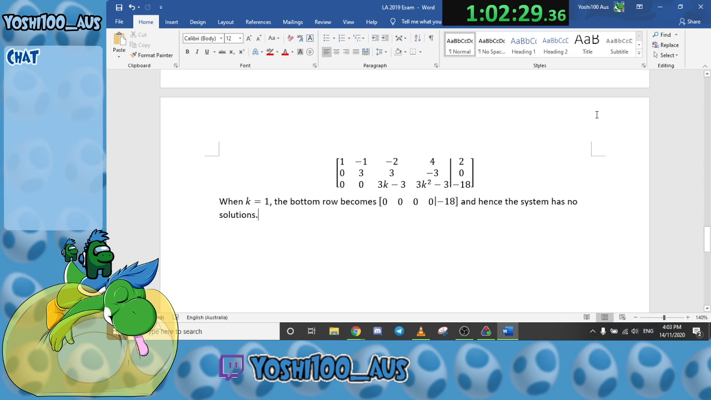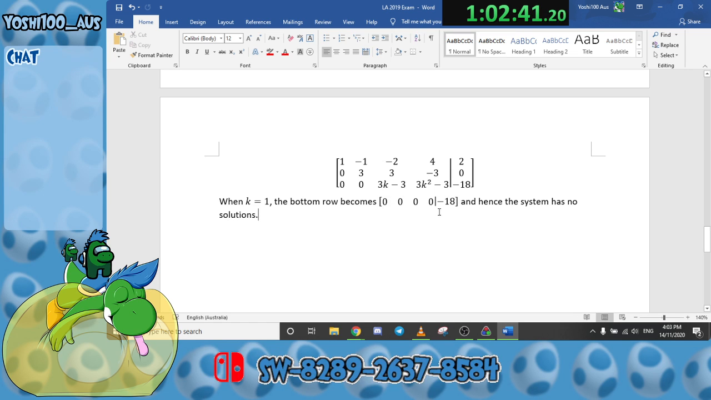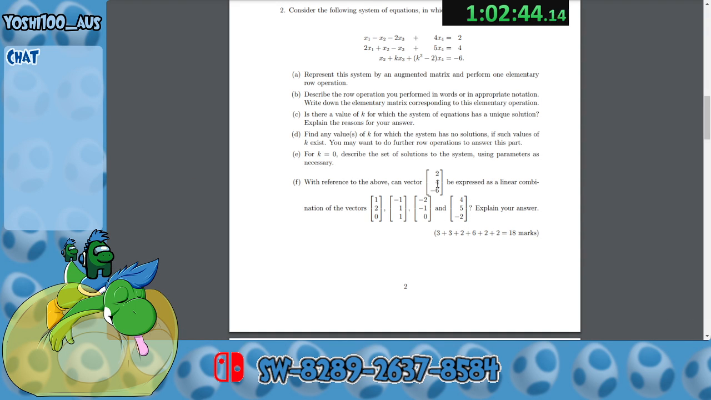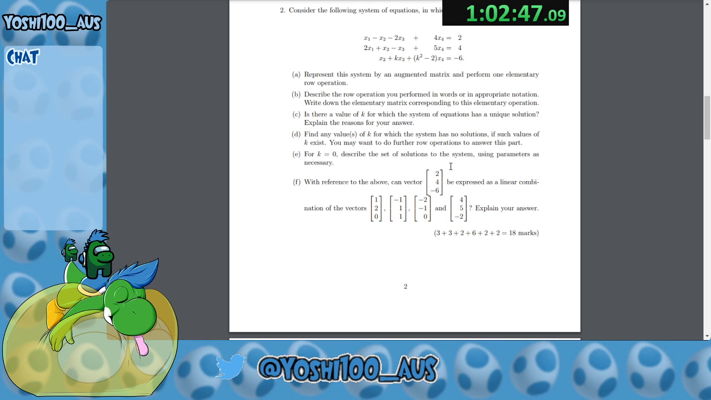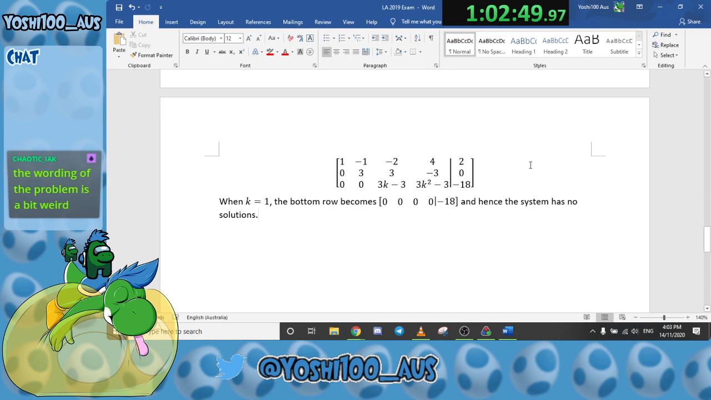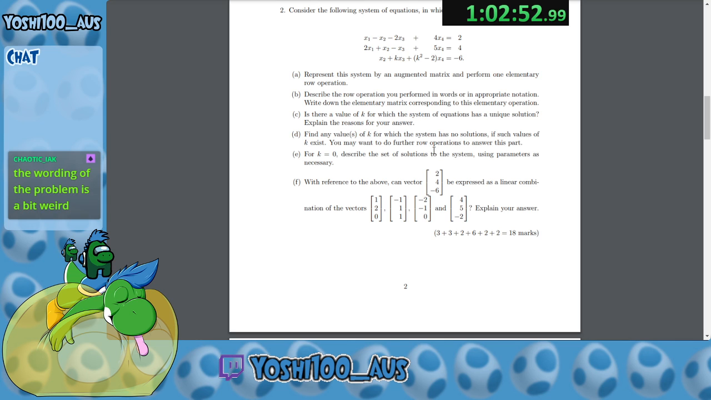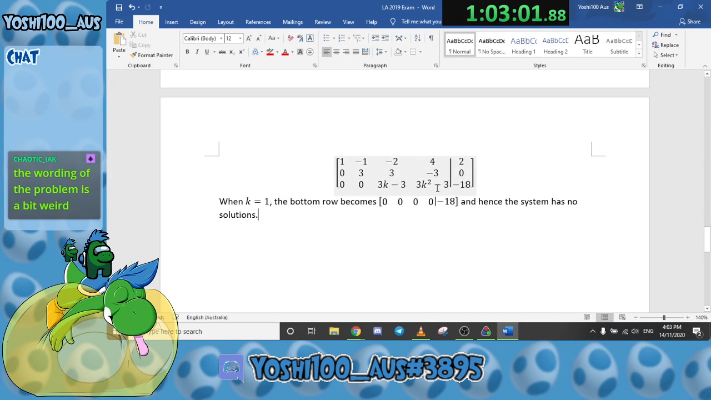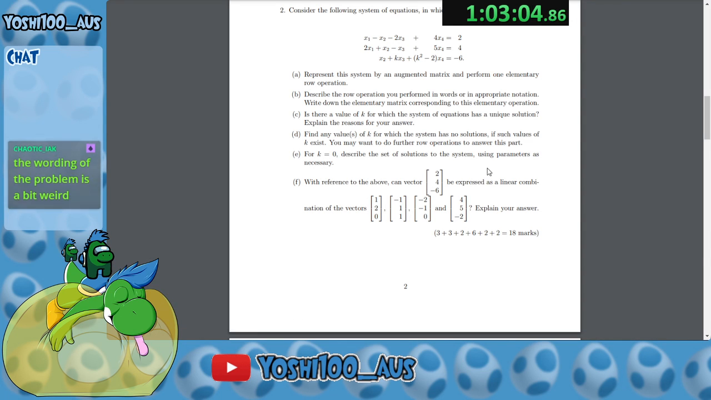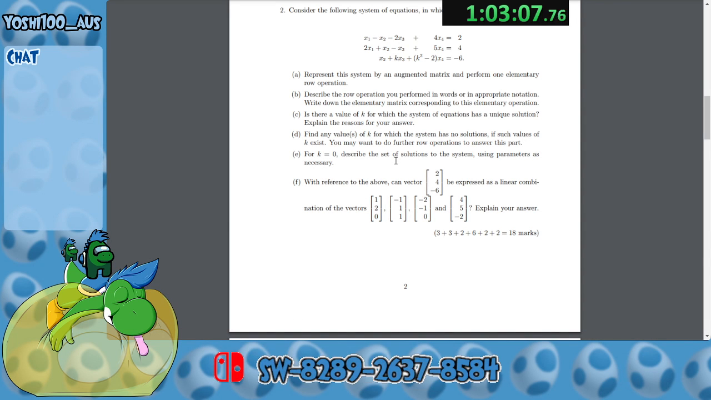Is that all the reasoning I need? For k equals 0, describe the set of solutions to the system using parameters as necessary. Okay. The wording of the problem is a bit weird. Do you think so? I think that sounds fine. Is there a value of k for which the system of equations is... Oh, no. Find any k for which the system has no solutions, right? And this is the value of k, right? K equals 1, right? If such values of k exist, then yeah, it does in this case. Oh, hold on. These are two different questions.